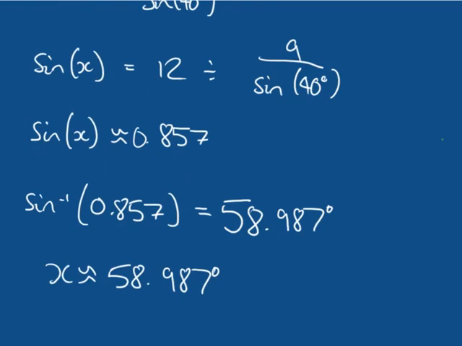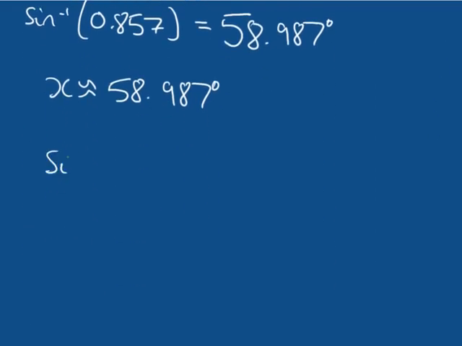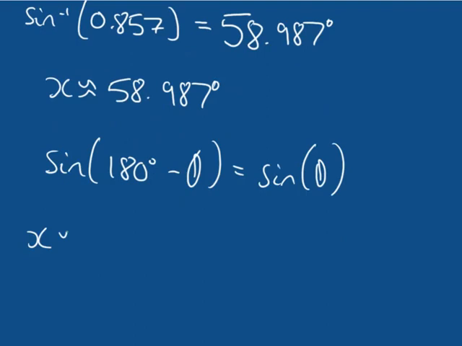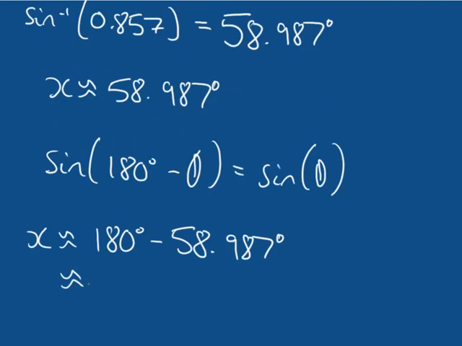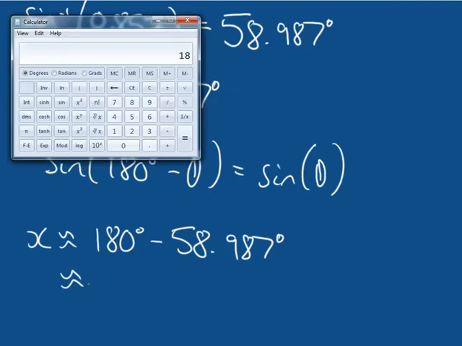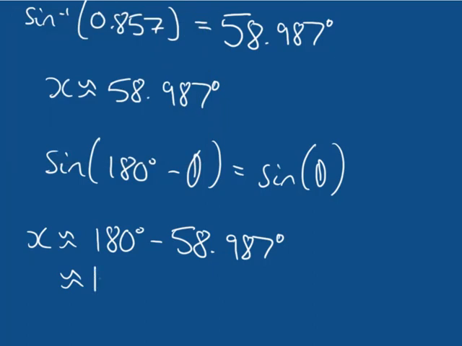And we saw earlier, just as in our previous problem, that the sine of 180 degrees minus theta is equal to the sine of theta. That means that x could also be equal to 180 degrees minus 58.987, and that means it could also be equal to, well, let's use a calculator for this, 180 minus 58.987 could also be equal to 121.013 degrees. So there are two possible values for x.